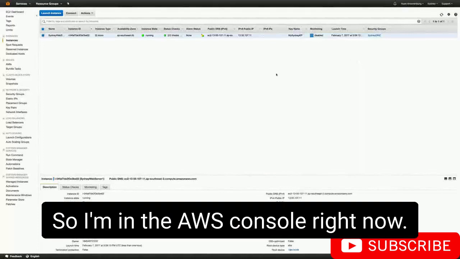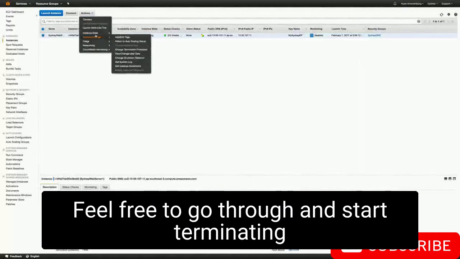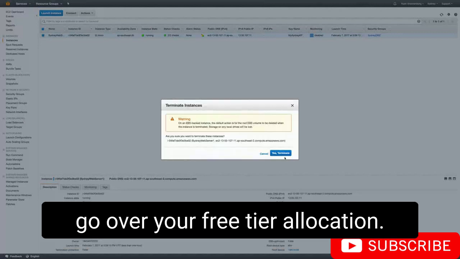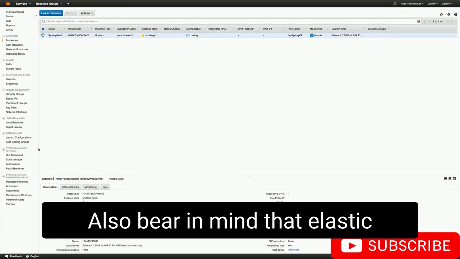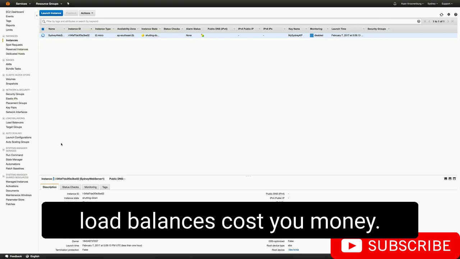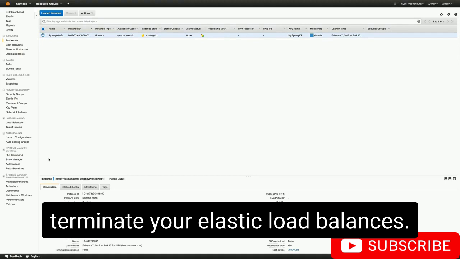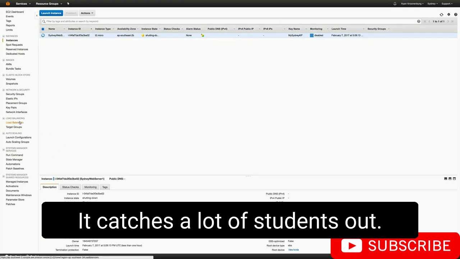So I'm in the AWS console right now. Feel free to go through and start terminating all your instances because you don't want to go over your free tier allocation. Also bear in mind that elastic load balancers cost you money. So also go ahead and terminate your elastic load balancers. It catches a lot of students out.